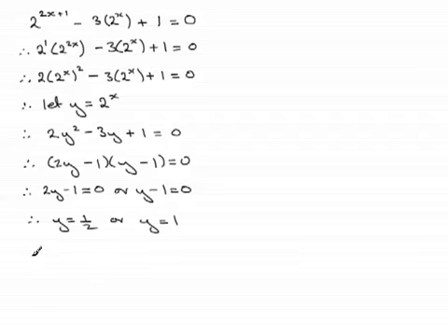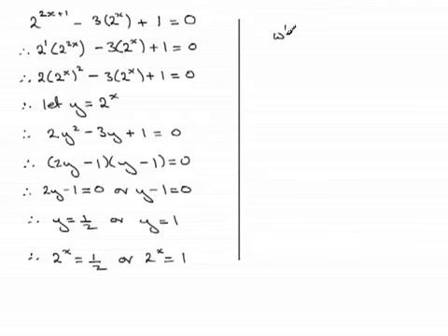And so what that means is that each of the factors would equal 0, so 2y minus 1 equals 0, or y minus 1 equals 0. And this leads on to y equaling a half, or y equaling 1. And when we have y equaling a half or 1, we know that y equals 2 to the power x, so therefore 2 to the power x equals a half, or 2 to the power x equals 1. Now these are obvious solutions, but if you didn't know them, you can always take logs to both sides. But let's just write them down here.